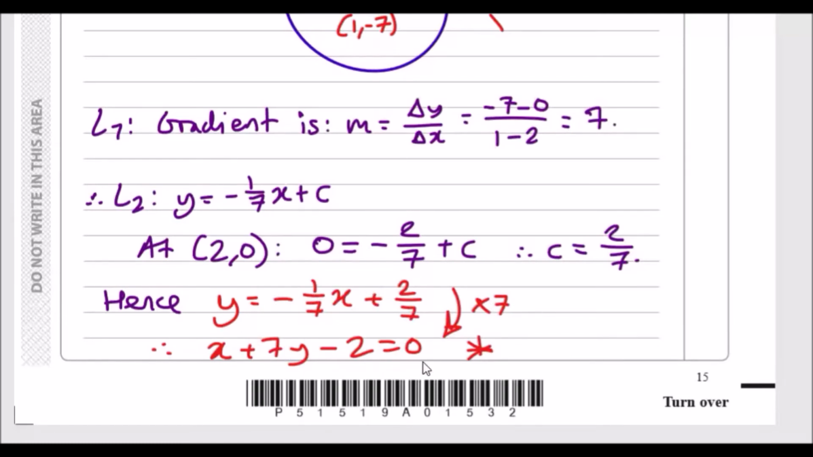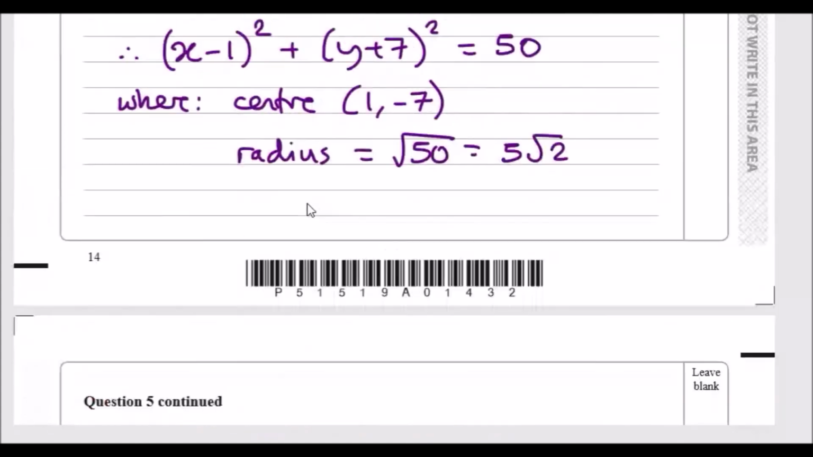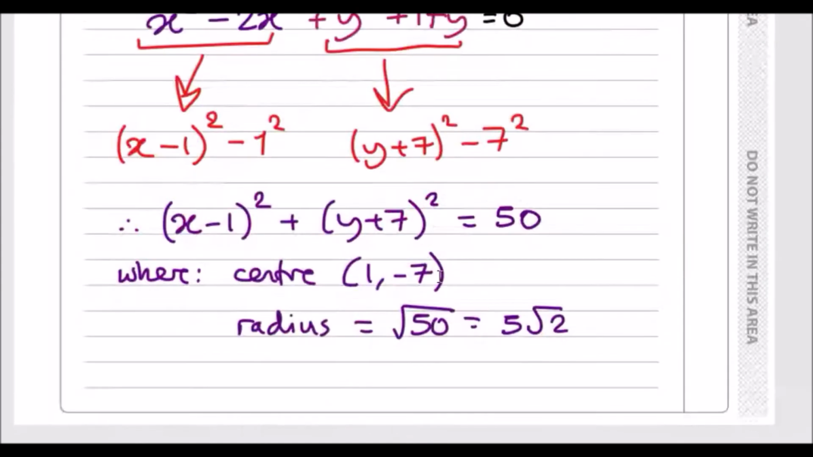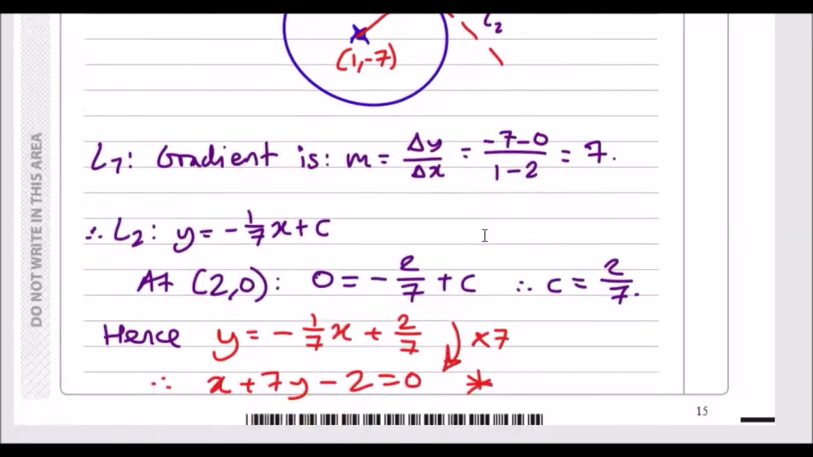And just to make it look nice, I decided to times by 7 to clear the fraction, and then rearrange it so it looks a bit like the form they want, which is ax plus by plus c equals 0. So make everything equal 0, and yeah, we're all done.